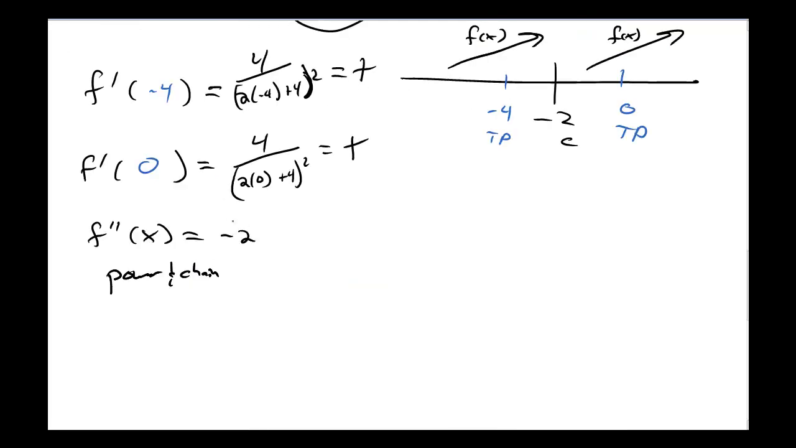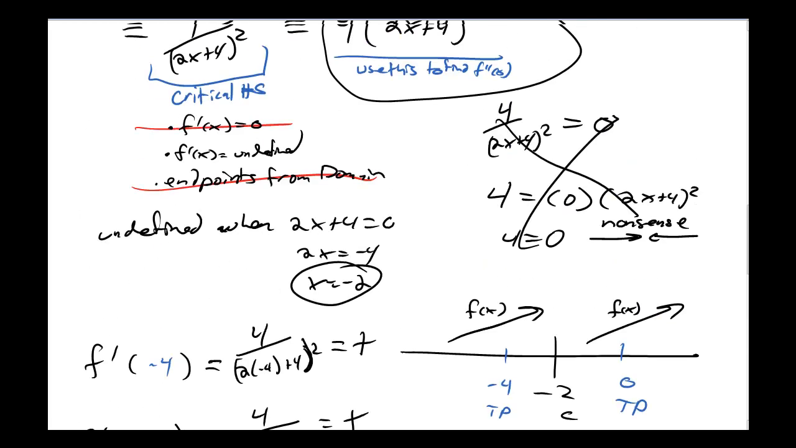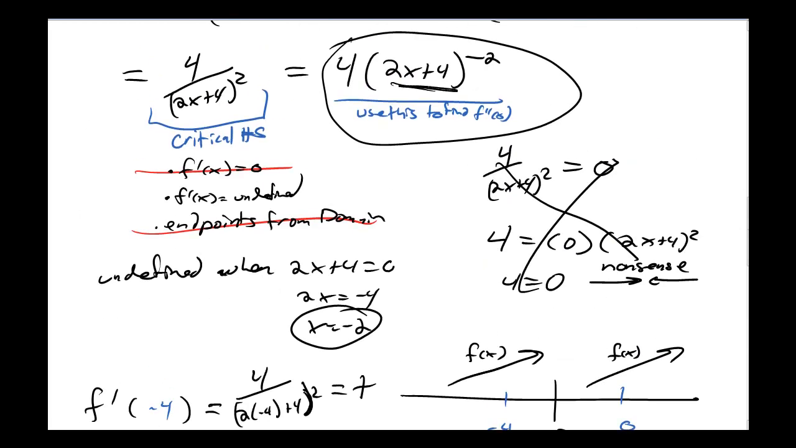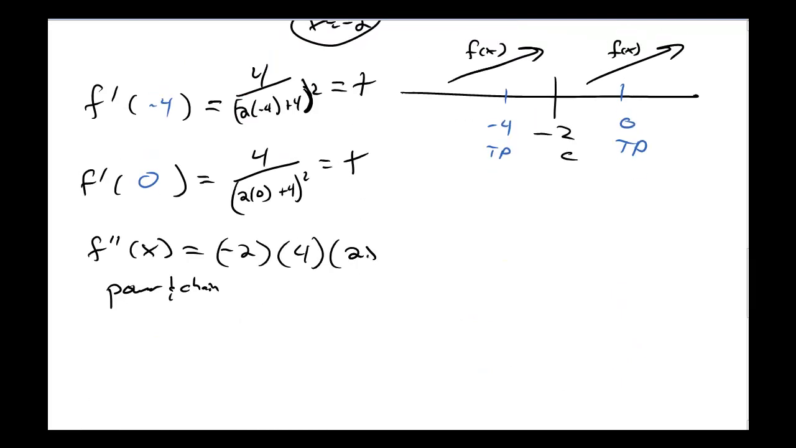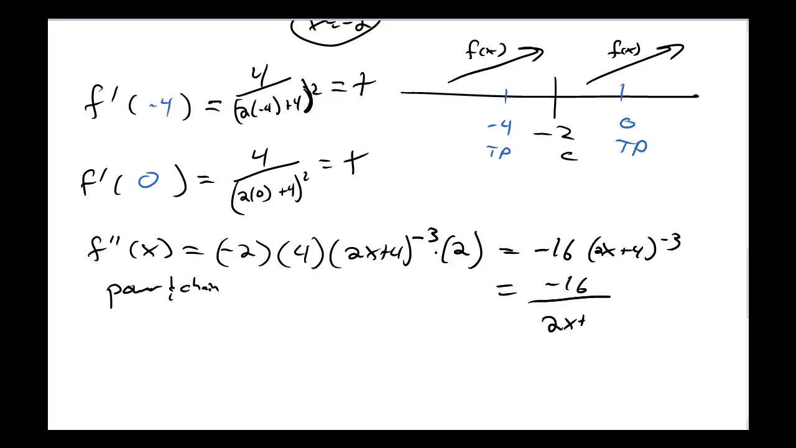When I use power and chain rule, I'm going to pull that minus 2 down in front. There's still the 4. I'm going to keep the inside 2x plus 4 exactly as it is, to the minus 3 now, and then I'm going to multiply by the derivative of the inside, which is once again just 2. This becomes negative 16 over 2x plus 4 to the negative 3. Which is negative 16 over 2x plus 4 cubed. This is my second derivative.